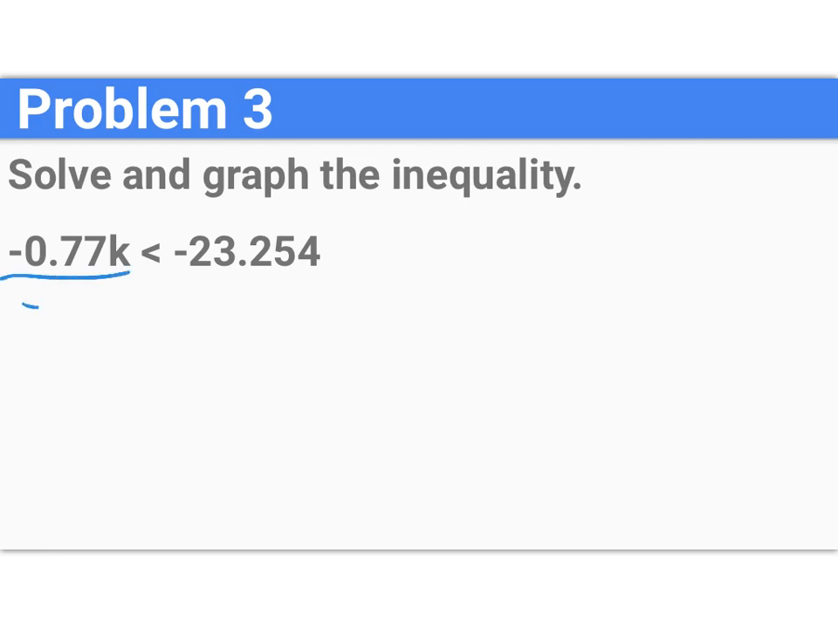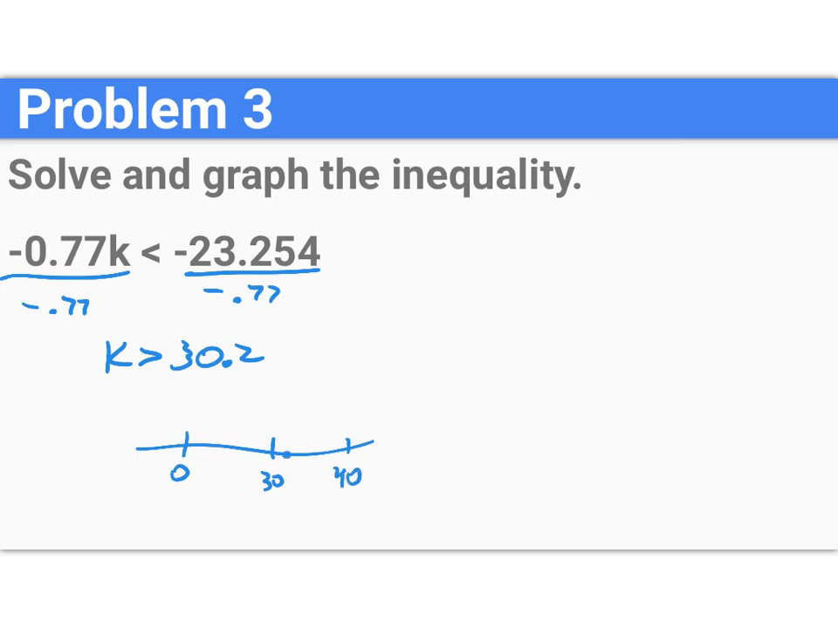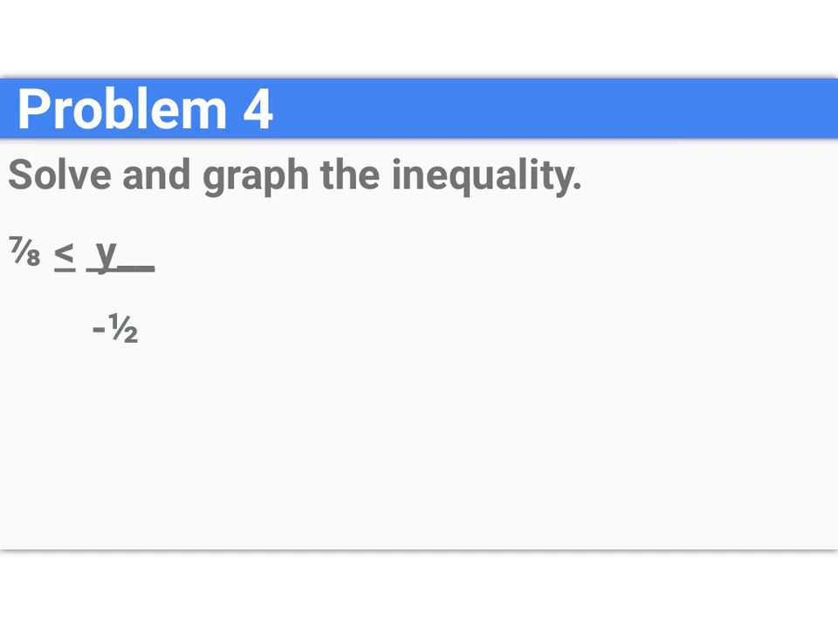Okay, so we're going to divide by negative 0.77 on both sides. k is greater than. You flip the sign when you divide by a negative. Nothing else moves. 30.2. Put a 0 for reference. I got 30. I got 40. And 0.2 is right around here. So that's 30.2. Okay, so it's tough writing these on paper.